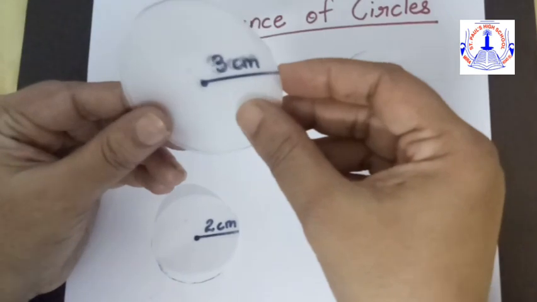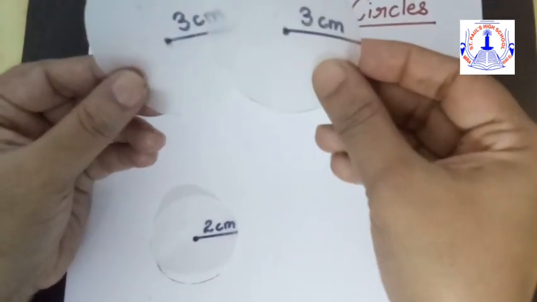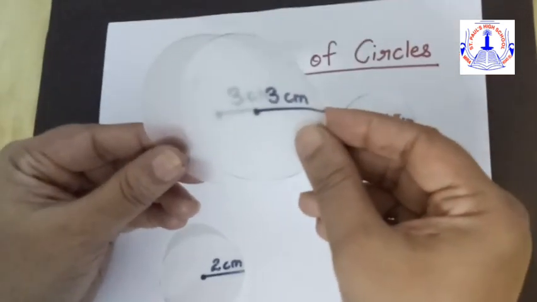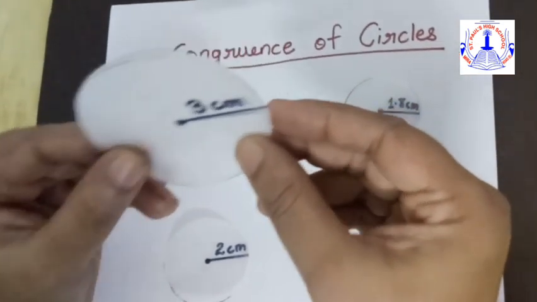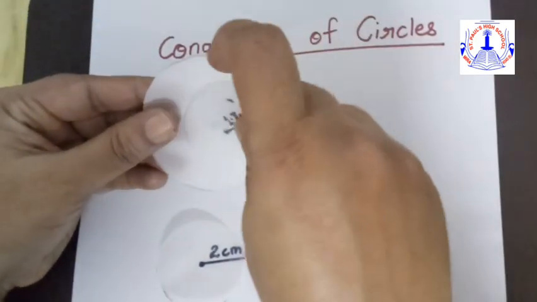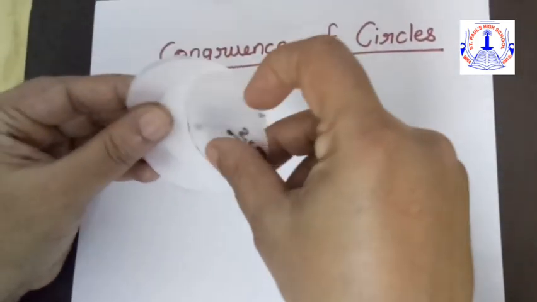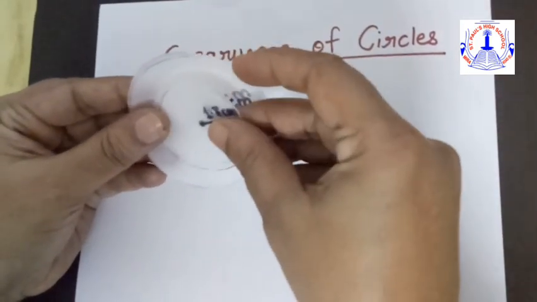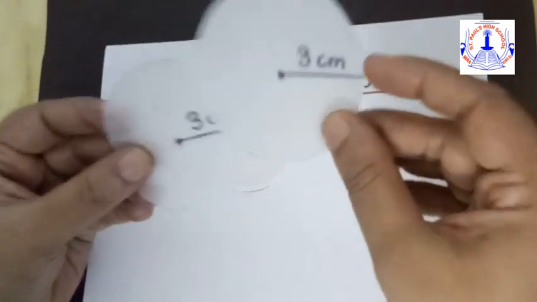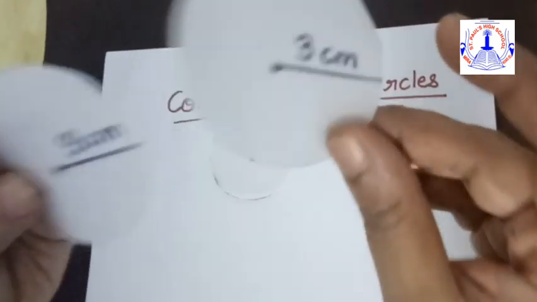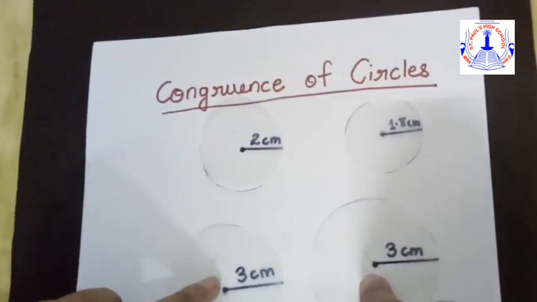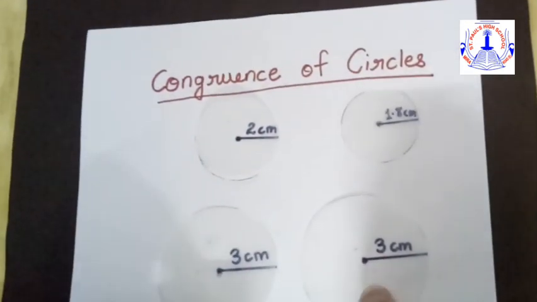The circles which coincide with each other are said to be congruent circles because they have equal radii. So these two are the congruent circles. And if you place one over the other, you will see that they are not coinciding with each other. So these two circles are congruent circles because they have equal radii. So we can say circles are congruent circles because they have equal radii.